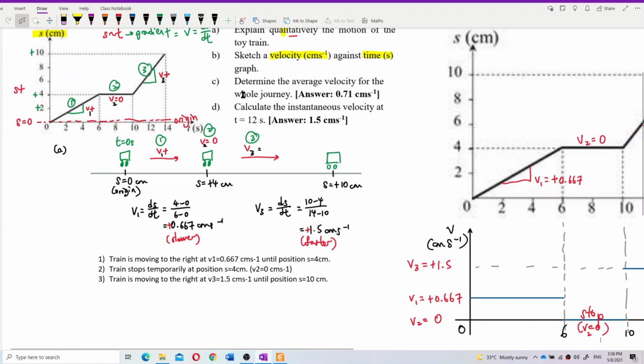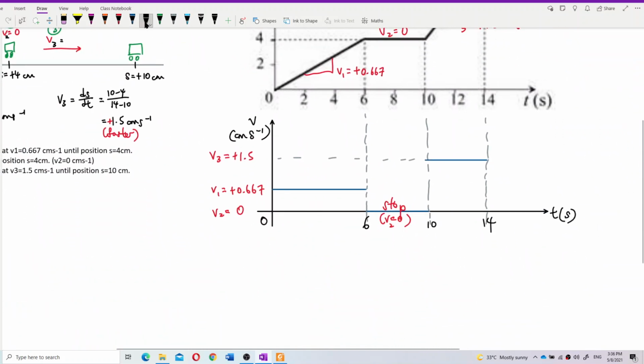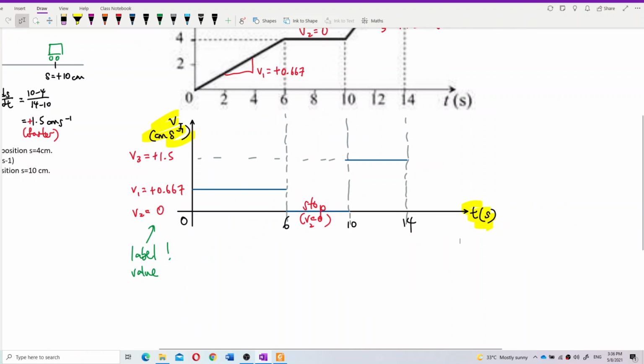So when you sketch, you need to label. Understand, you need to show all the values. You cannot just draw the graph without any label. You must label the values, and you must also have the axis. You must write the axis, with the symbol and the unit. You must label all the values, both at the x and y axis. Cannot just draw the graph only.